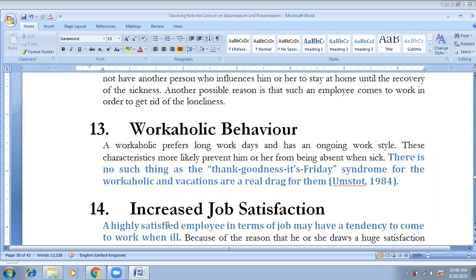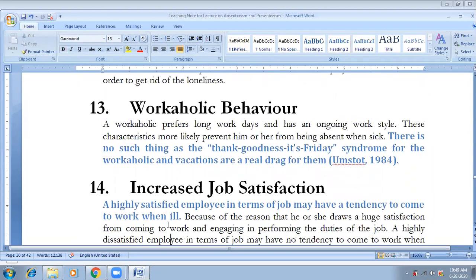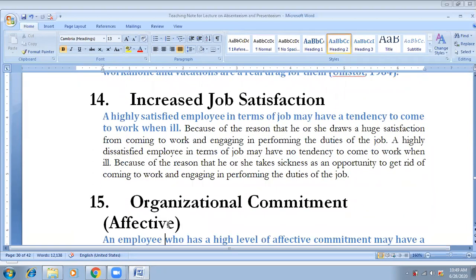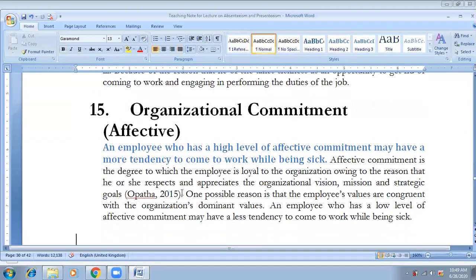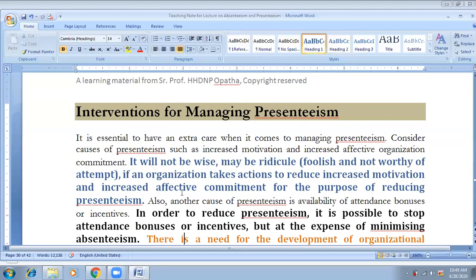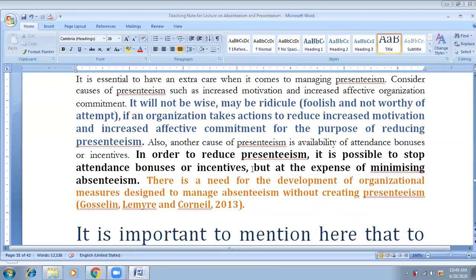So then, increase job satisfaction. So, in order to reduce presenteeism, if you try to take actions to reduce job satisfaction and organizational commitment, of course, you will be a fool. So therefore, be careful. Your actions may be ridiculed.